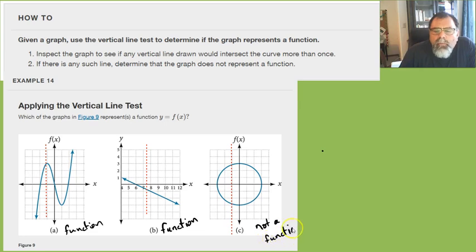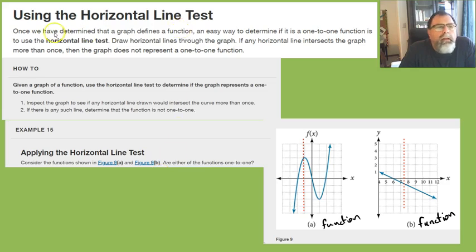So if there's any one x value that gets more than one y value, it's not a function. So that's the vertical line test. Quick and easy way to tell if something's a function or not by looking at the graph. Using the horizontal line test, once we have determined that a graph defines a function, an easy way to determine if it's a one-to-one function is to use the horizontal line test. So draw horizontal lines through the graph. If any horizontal line intersects the graph more than once, then the graph does not represent a one-to-one function.